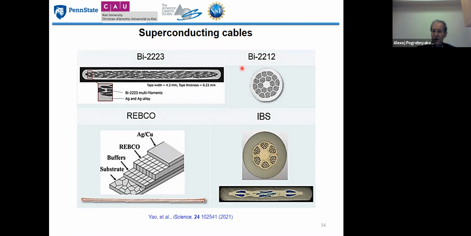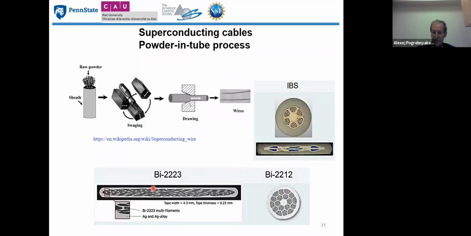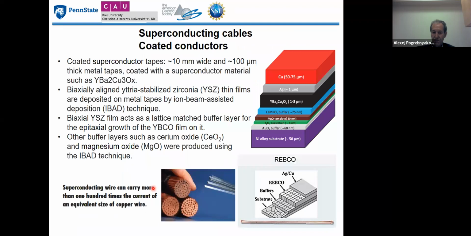Superconducting cables made of high temperature superconductors can be made out of round wires or after rolling from tapes. And here we see the cartoon showing the so-called second generation tape of superconductors. Superconducting wires can carry more than 100 times higher current density than equivalent copper wires.